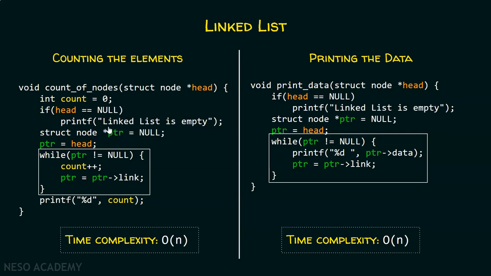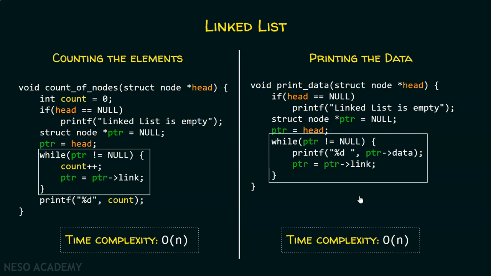Why am I not considering these statements? Because they will take constant amount of time no matter what, right? They are executing just one time. All these statements will take constant amount of time. That is why I am considering only these while loops. And they will take n time. So total time complexity will be big O of n in both these programs.